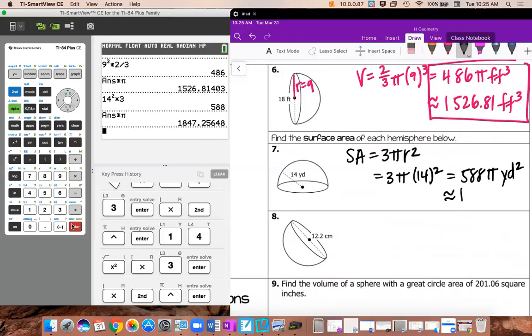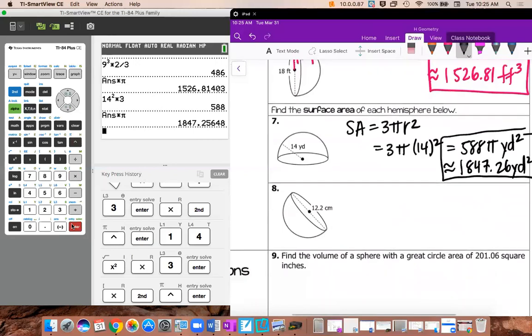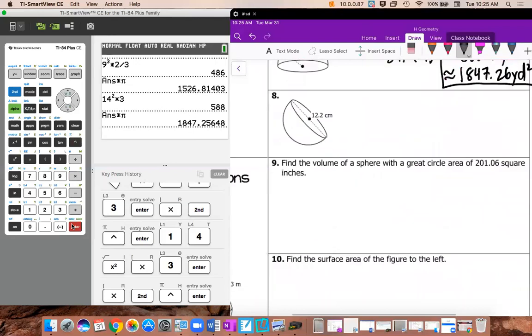Okay, so we've got 1,847.26 if we round appropriately, yards squared. So that's going to be your surface area for that one. Okay, one last one, and then we have a couple of application problems, and then we're done with this video.